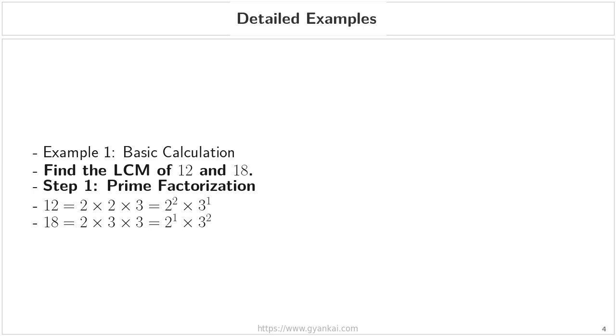First, step 1, prime factorization. We need to break both numbers down into their prime components. For 12, we have 2 times 2 times 3, which we can write in exponential form as 2 to the power of 2, multiplied by 3 to the first power. Now, for 18, we have 2 times 3 times 3, which we write as 2 to the first power, multiplied by 3 to the power of 2.